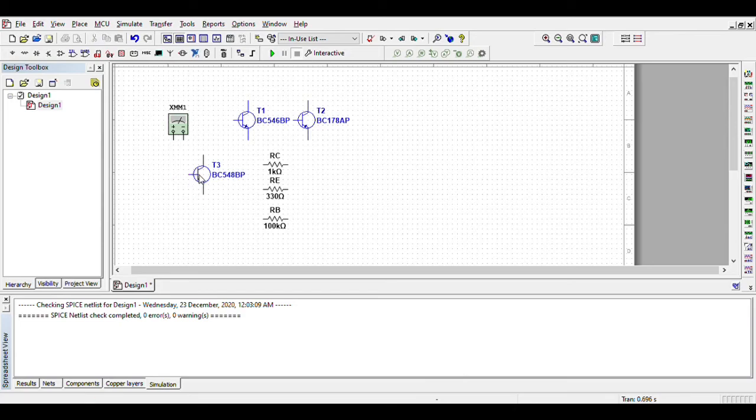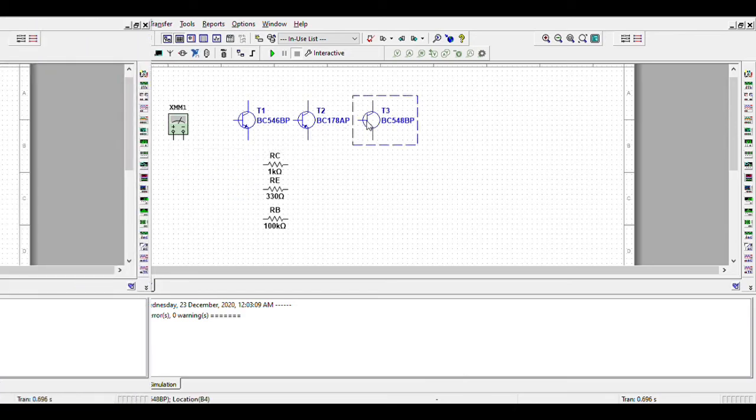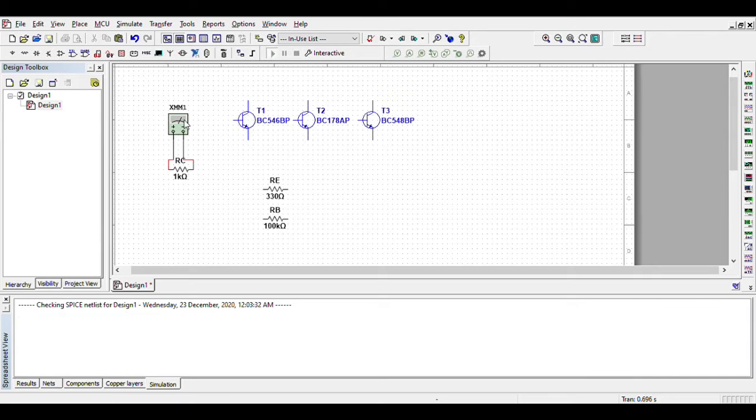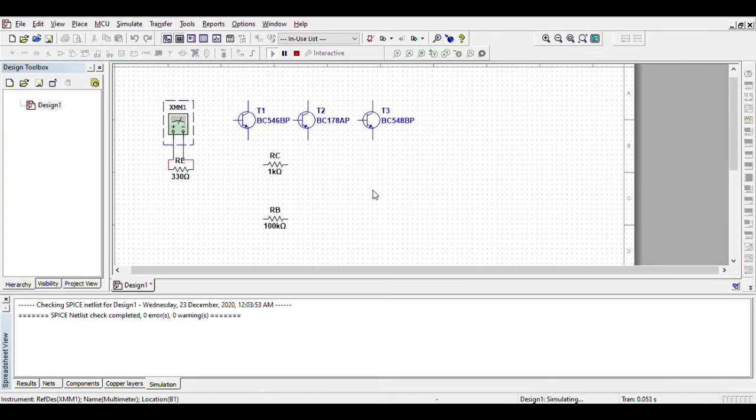Now we are going to test our resistors. Let's run the circuit, and we get 1 kilo ohm for RC. Let's run the circuit. We get 330 ohms. Stop. Lastly for RB, and we got 100 kilo ohms.